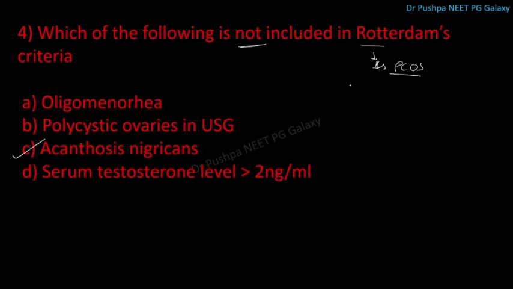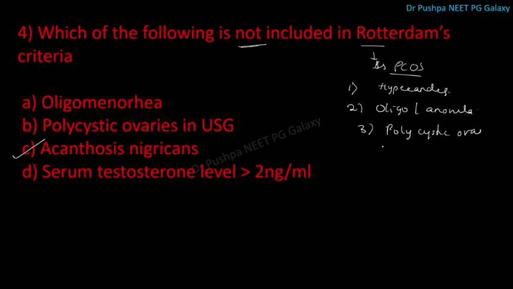So what are the components? One is clinical or biochemical hyperandrogenism. Second one is oligo or anovulation. Third one is polycystic ovaries on USG. Any two out of three, if present, is the diagnosis of PCOS. These are the components in Rotterdam's criteria.